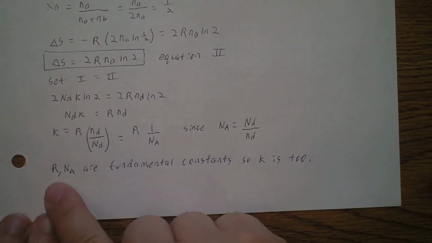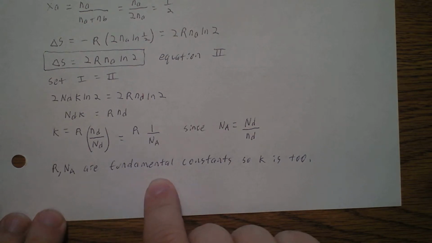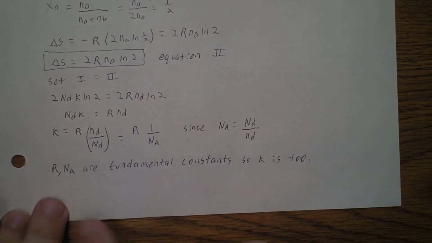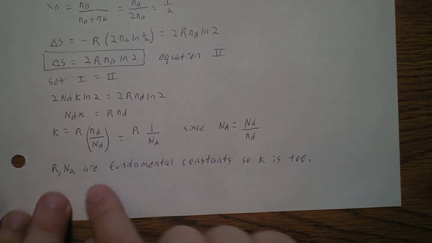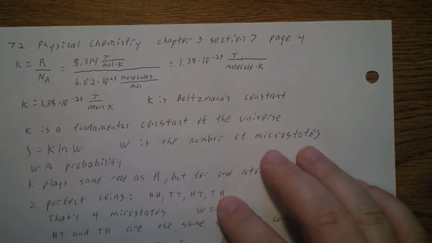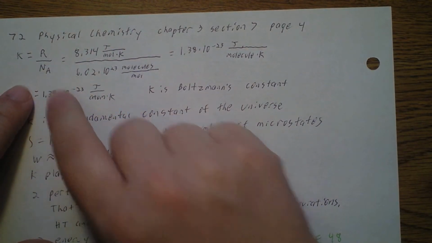Now remember, R and Avogadro's number are fundamental constants. You see this all over the place. So a ratio of these two also makes K a fundamental constant. This is very important. So K is equal to R divided by Avogadro's number.